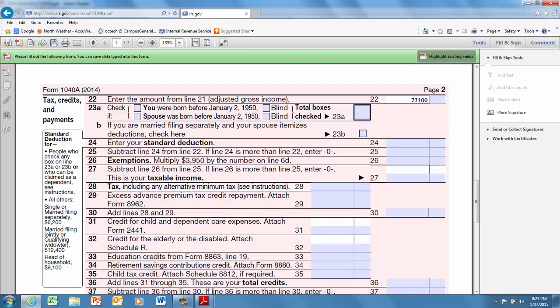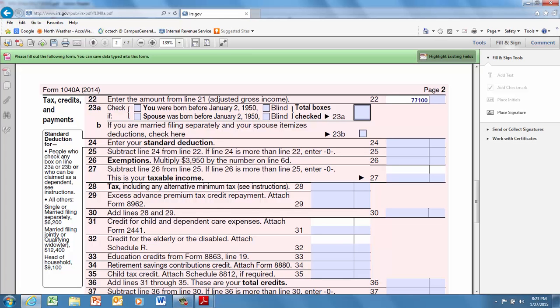Line 23, check if you were born before January 22nd of 1950, meaning is either Charles or Deneen 65 or over, or are they blind? And then we say how many boxes are checked, and that's, remember, going to give us an additional standard deduction amount. Well, neither Charles nor Deneen are over 65, and they're not blind, so we don't have any boxes checked. 23B, if you are married filing separate and your spouse itemizes, then you check here. Okay, well, they're not filing separate, so this does not apply to them.